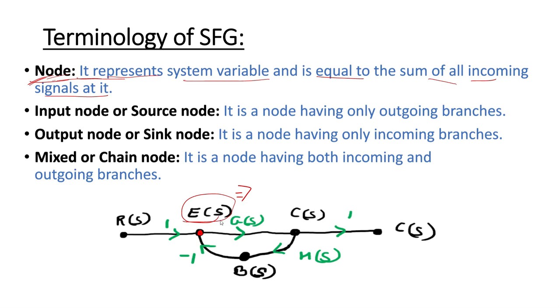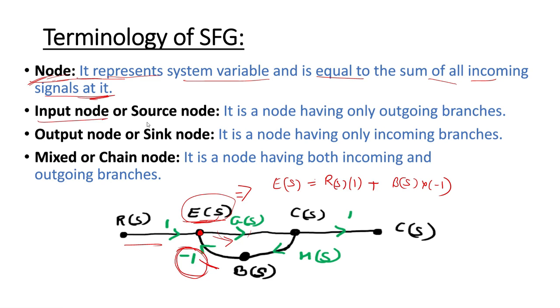So what is the incoming signal here? This one and this one. This one is outgoing, so you are not going to consider it here. So E(s) is equal to R(s) into 1 plus B(s) into minus 1, because here it is minus 1. So E(s) is equal to the sum of all the incoming signals at it.